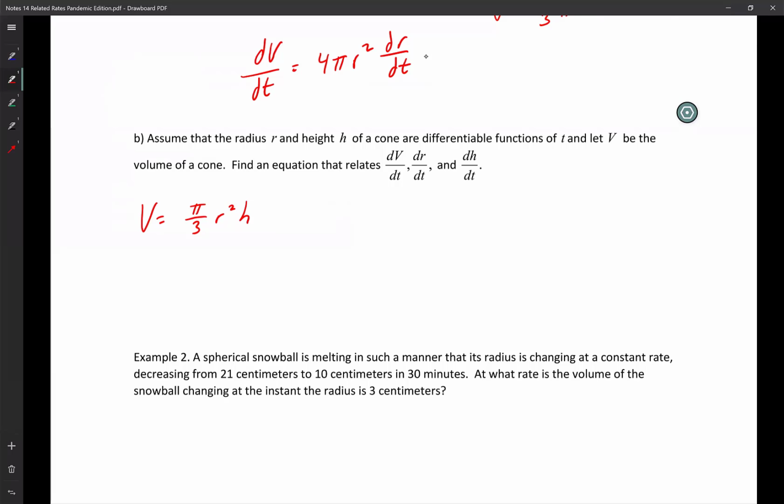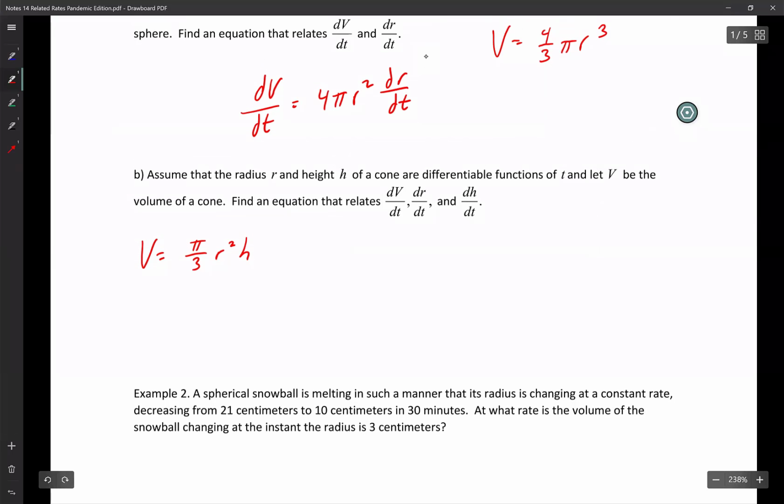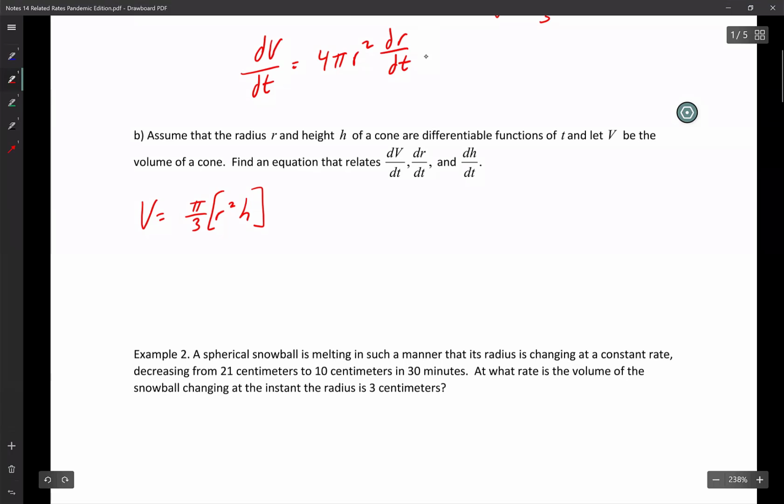What rule do I got to use on this one? Product. And if you think about it, it is product with chain because of the dr/dt. I think it's easier to leave the pi over 3 factored out. Or I don't know, actually they're both the same. You don't have to factor it out. You can leave it. No, I'm gonna factor it out for now, because I'm gonna do a factored form anyways.